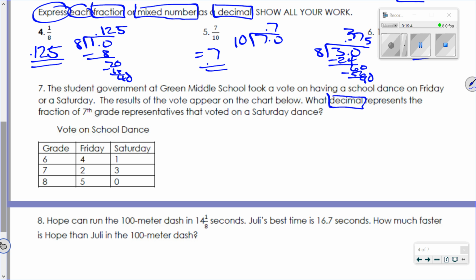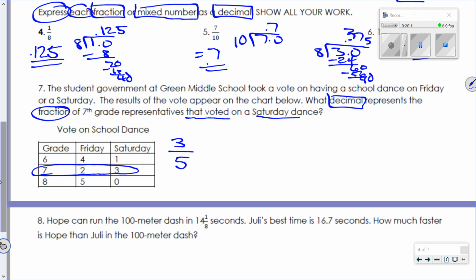What decimal represents the fraction of 7th grade representatives that voted on a Saturday dance? So it gave us this entire chart, but I only need one line, right? So, grade 7, I need the fraction that voted on a Saturday dance. How many voted for the Saturday dance? 3. How many 7th graders voted? 2 and 3 is 5. 2 voted for Friday, 3 voted for Saturday.